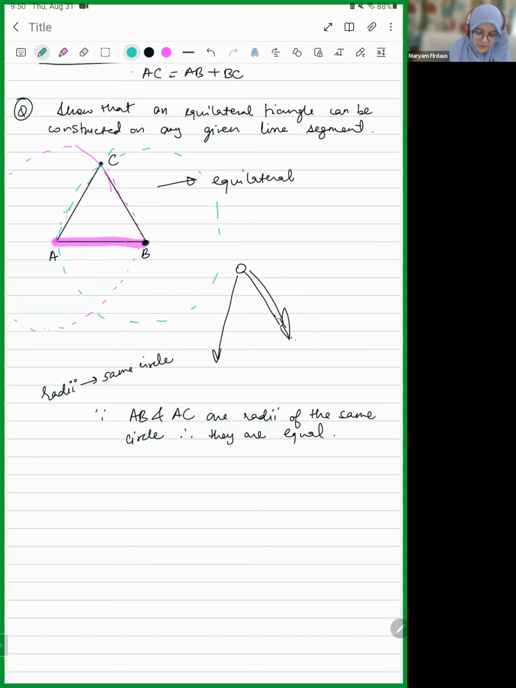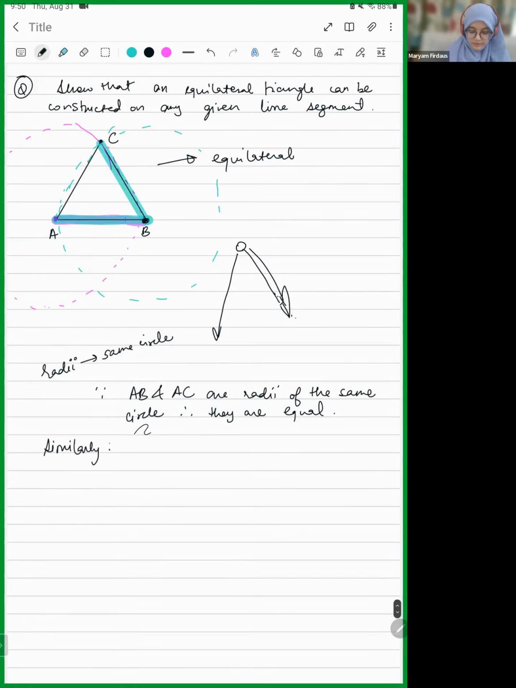a circle around B as well. And the same thing will happen. Now, can you tell me about the circle drawn around B? AB and BC are radii of this circle, right? Yes, ma'am. AB and BC are radii of the same circle, the blue circle. So therefore they are equal again.